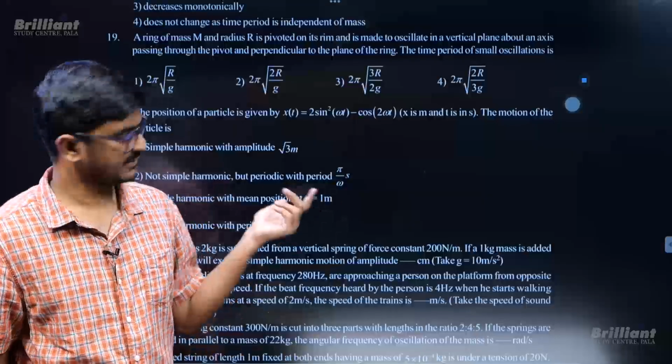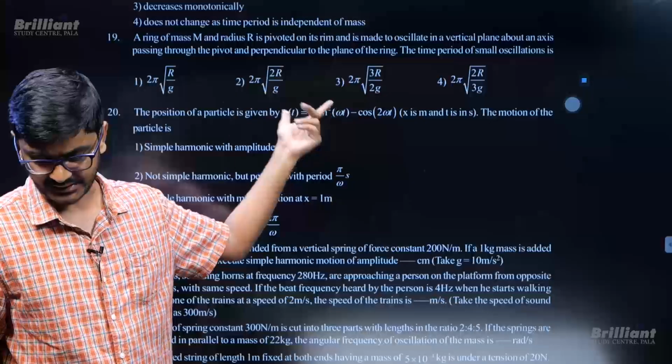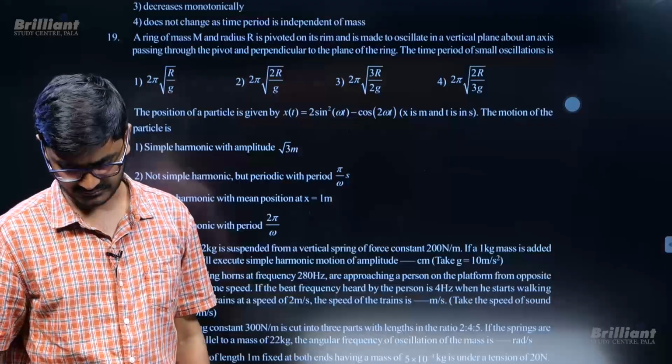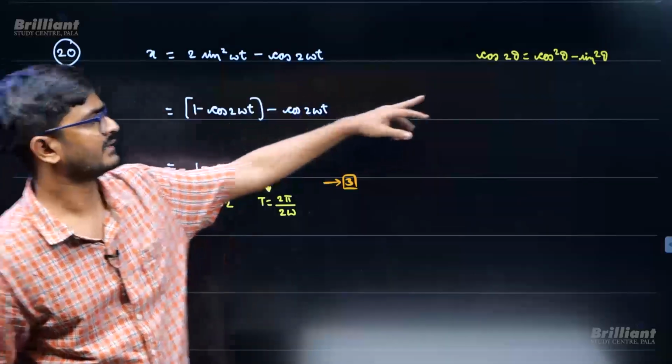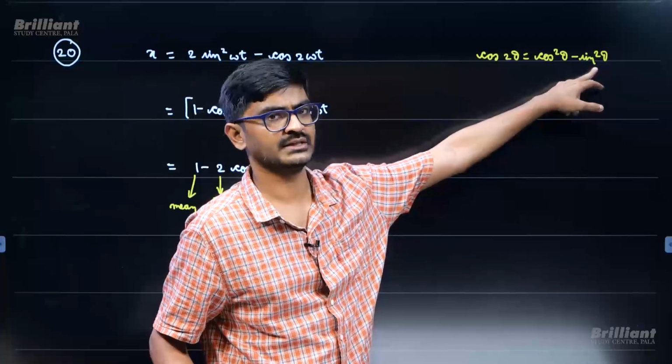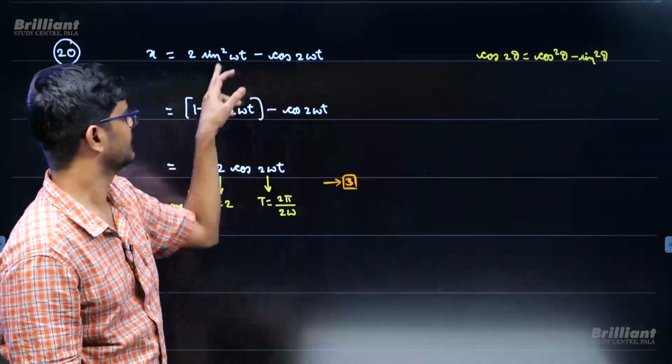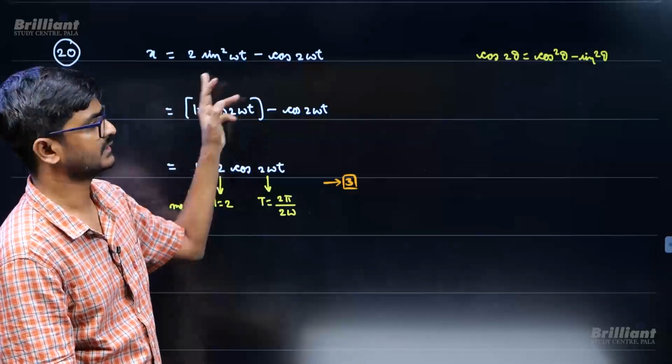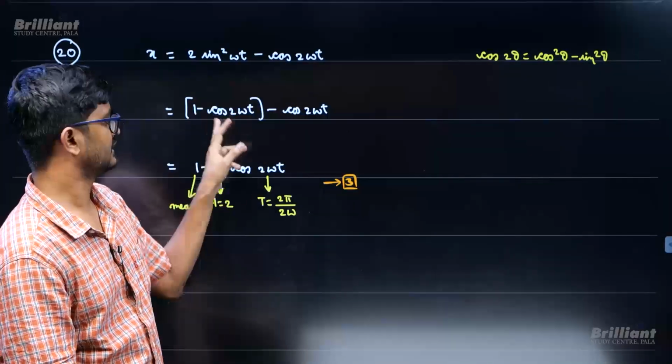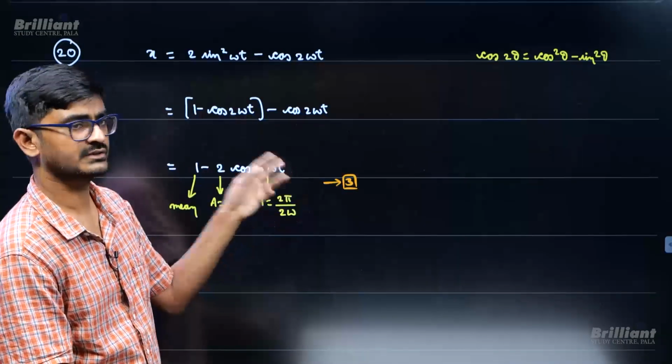The position of the particle is given like this. You can see a square, so again convert it into linear form. 2 sin square omega t. We know cos 2 theta equals 1 minus 2 sin square theta, so I will be using the same thing: 2 sin square theta is 1 minus cos 2 theta. So this one will turn out to be 1 minus 2 cos 2 omega t.